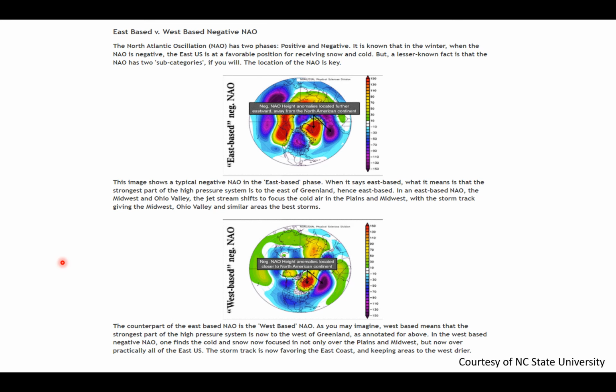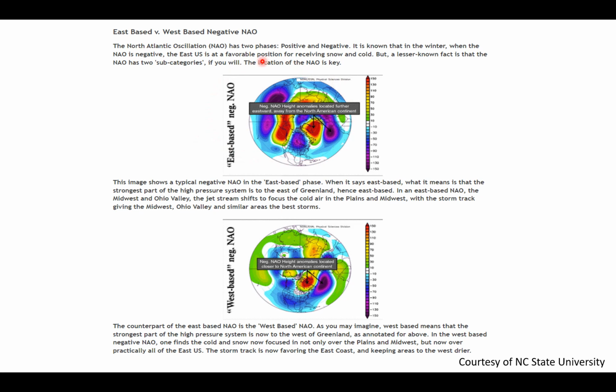But did you know that there is a difference? Now, this is courtesy of the North Carolina Climate Office out of NC State University. There's a difference in the NAOs and subcategory-wise between east-based versus west-based. The first thing we're going to look at on these two graphics are the height anomalies. Anywhere where you see orange and yellow coloring, or reds, that indicates above normal heights. If you see a purple coloring or blue coloring, that indicates below normal heights.